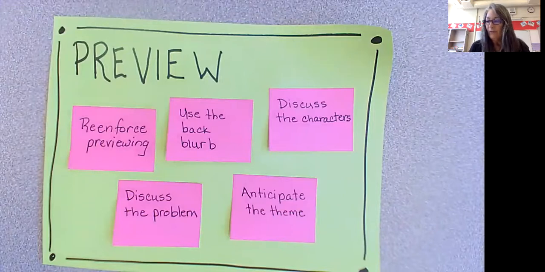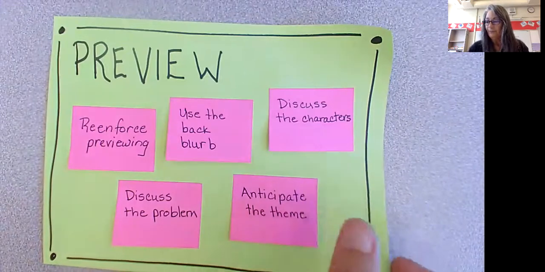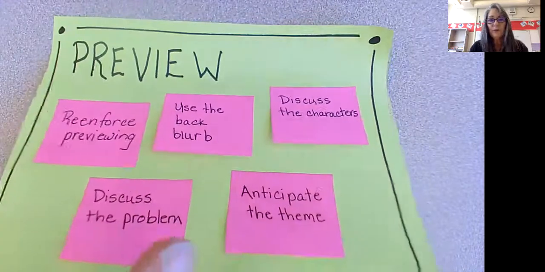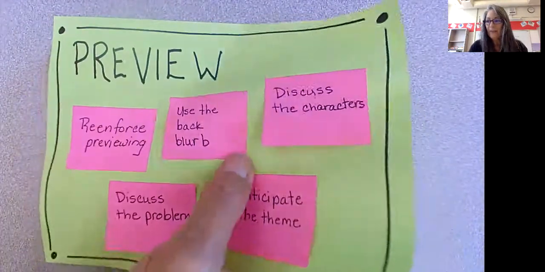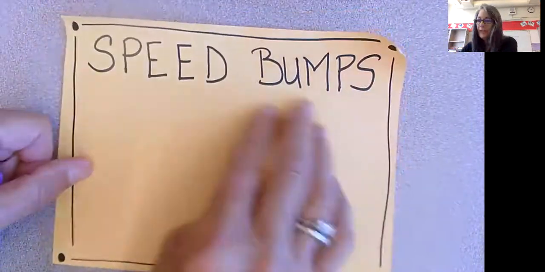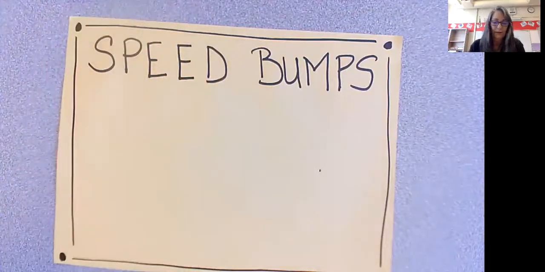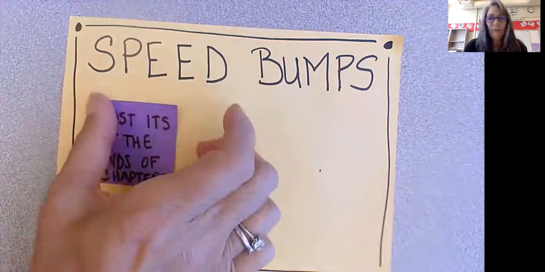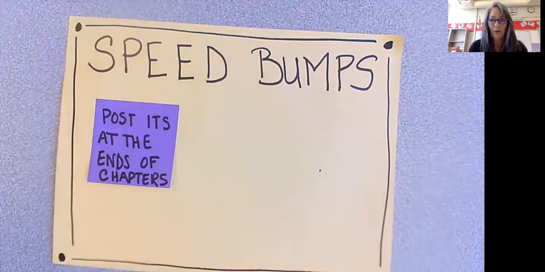So another kind of a conference that you could have when your students are in the first third of their book is speed bumps. And you're probably familiar with speed bump conferences. Speed bumps are nothing more than a post-it at the end of a chapter. Does anyone have a student that kind of motors through the whole book and that can't really talk about it in the end? So speed bumps are a great way to get them to breathe, take a minute, reflect.